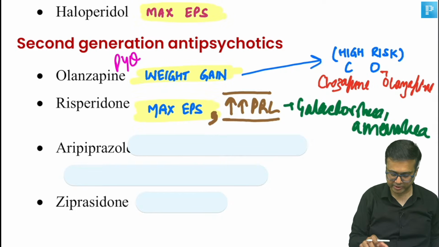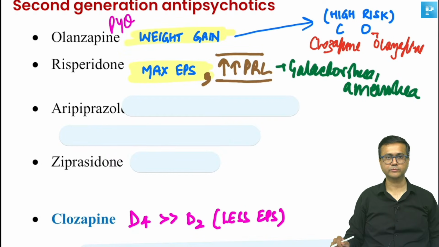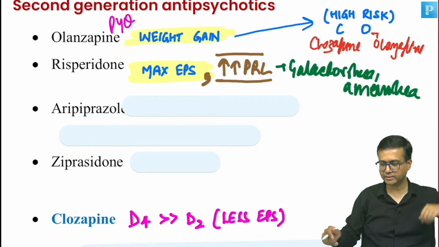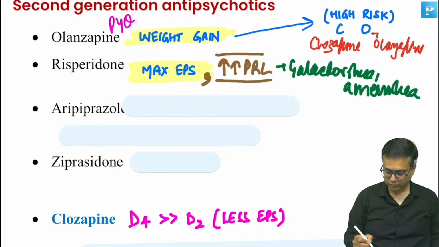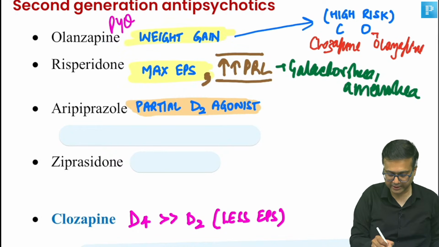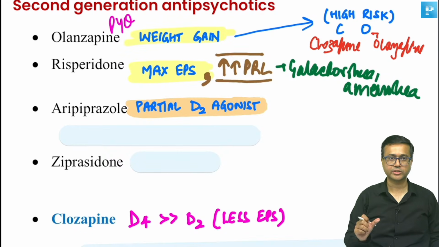Please remember this. Now aripiprazole has been asked previously in the exam. The question which was asked earlier was, can you tell me what is the mechanism of action? Very good. Please remember it is hyperprolactinemia. What is the mechanism of aripiprazole? Please remember it is a partial D2 agonist. Again acting on D2 receptor, but it is also a partial D2 agonist.